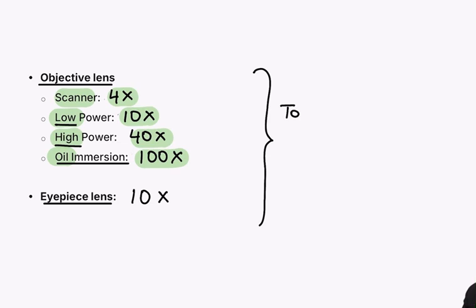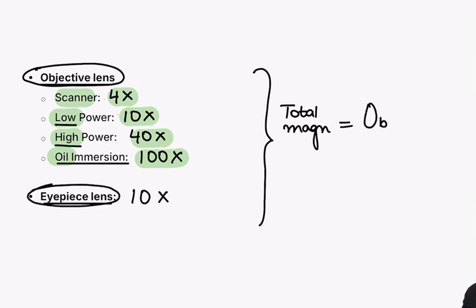When I'm looking at the microscope, I'm just looking at a total. So if someone asks you what exactly is the total magnification, you will multiply both of them. I will multiply the objective lens and the eyepiece lens. So that is what you do: you multiply objective multiplied by eyepiece, and that will give you the total magnification.